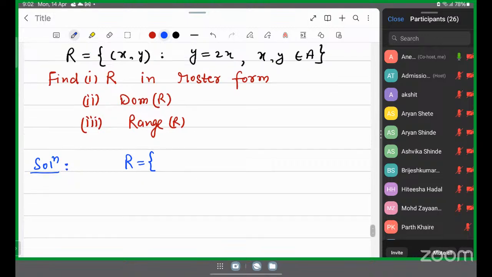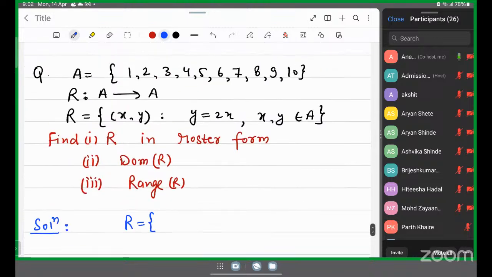In relation R, we have (x, y) such that y equals twice of x. It means for a specific value of x, we have a specific value of y, and x can be taken from set A only. You cannot take any value of x, and y has to be in set A.